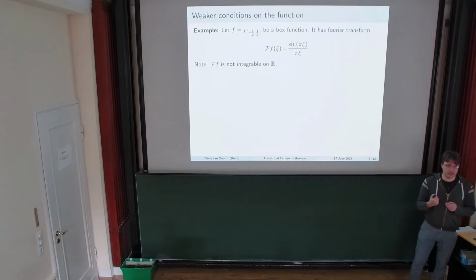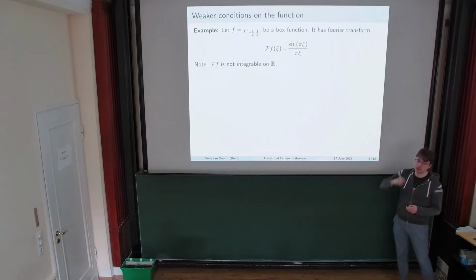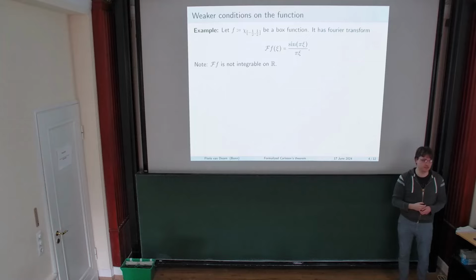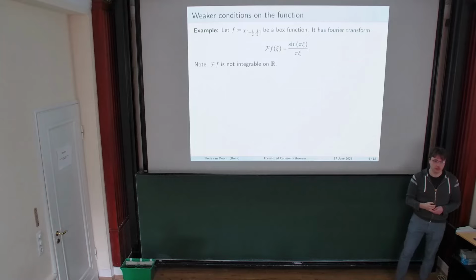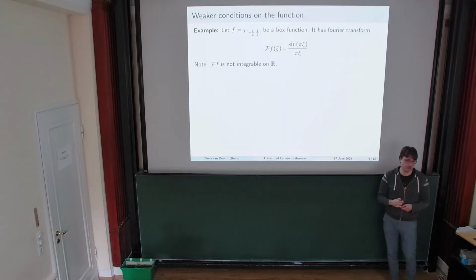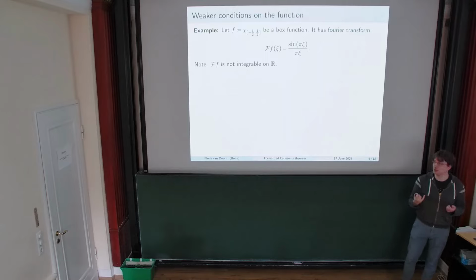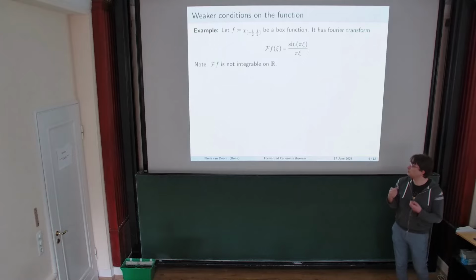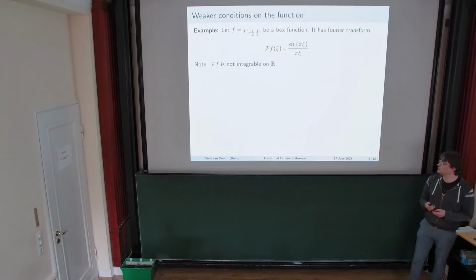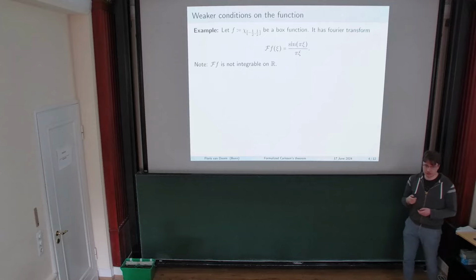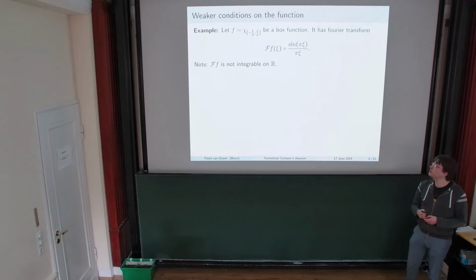But this example shows that very simple functions already have Fourier transforms that might not be integrable. So we want to get a result with weaker assumptions. Can you take the Fourier transform of that? Can you inverse Fourier transform sin x over x?